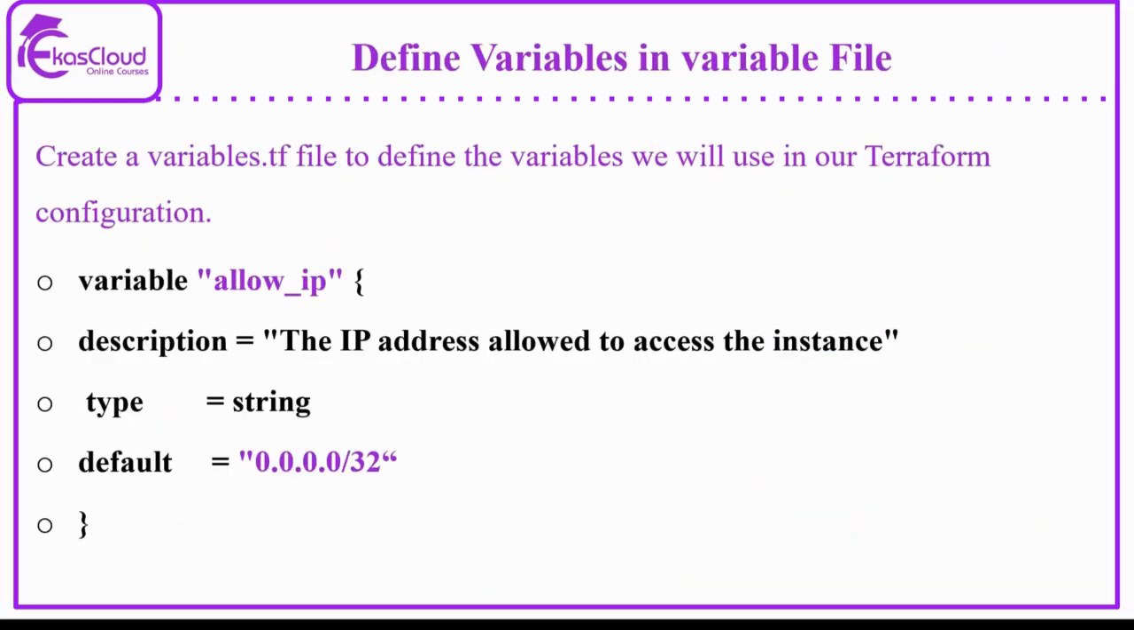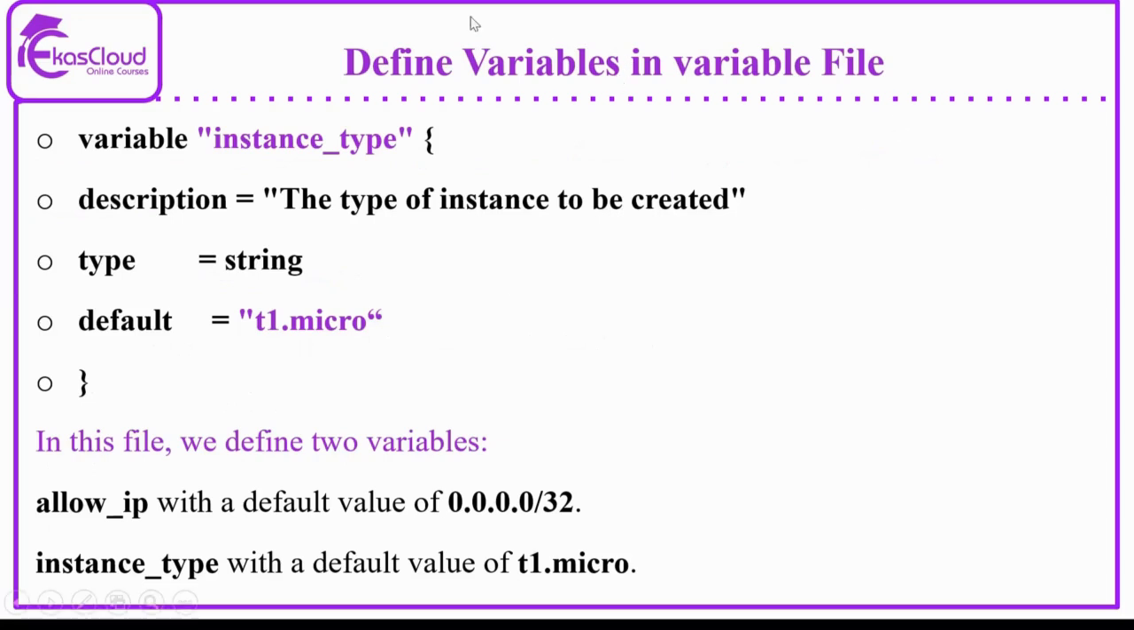Now I am going to explain how to define variables in the variables file. Create a variables.tf file to define the variables we will use in our Terraform configuration. This is the sample code to create the variables file. Here I have used the allow_ip variable with the description of IP address allowed to access the instance, and the type will be string. The default address is 0.0.0.0/32. And I'm going to show you the next variable, instance_type.